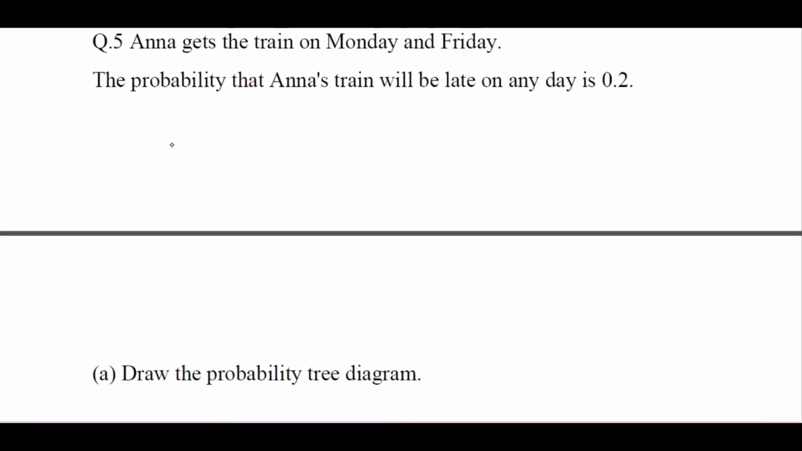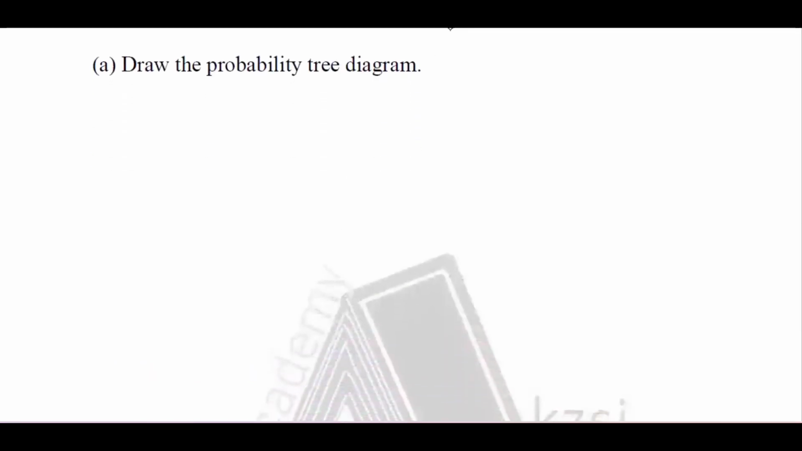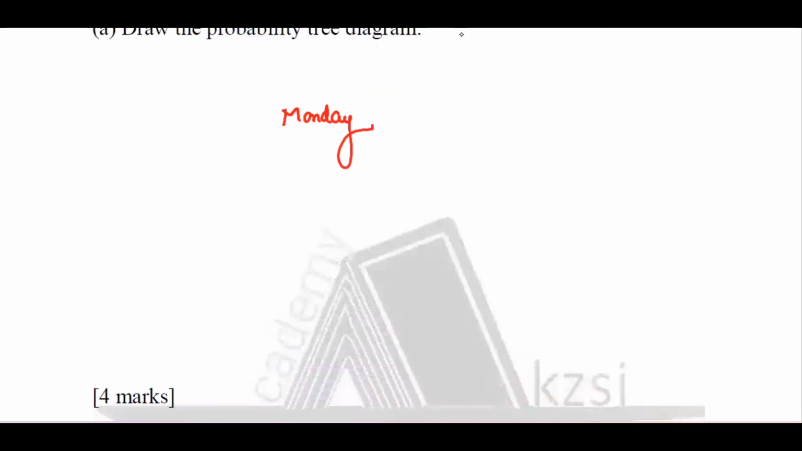Anna gets the train on Monday and Friday. The probability that Anna's train will be late on any day is 0.2. Draw the probability tree diagram. See, it will be late on any day with probability 0.2. So she's taking the train either on Monday and the second is she's taking it on Friday. So let me make the two ends for Monday and Friday.